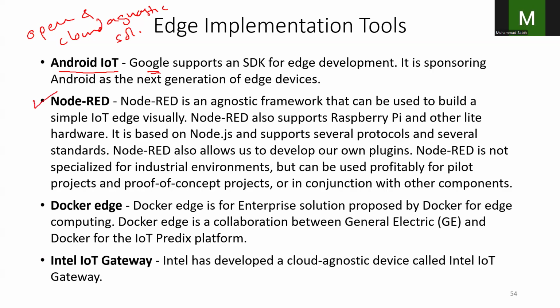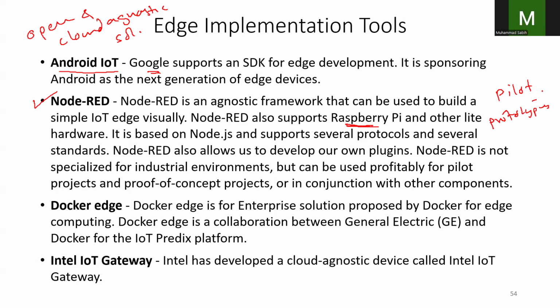Then we also tried Node-RED. This is a lightweight and visual programming framework, ideal for quick deployment of IoT and edge solutions. We did some examples from this. It supports platforms like Raspberry Pi and Node.js. Node-RED is not designed specifically for the industrial environment, but it works great for concept or pilot designs and prototypes, and it integrates with other components.